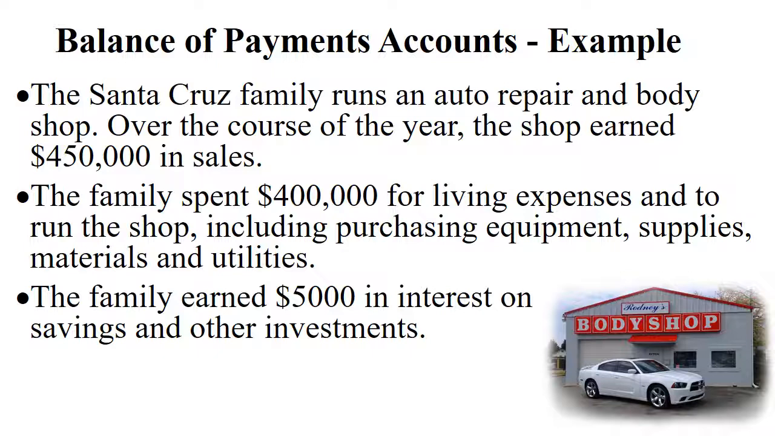So this family runs an auto repair and body shop, and the shop earned $450,000 in sales this year. They spent $400,000 for living expenses and for operating expenses of their shop. And they earned $5,000 in interest on savings accounts that they had and other investments that the family owned. So go ahead and write down, we have 3 different figures here. Make sure you put them where you think each of them go. If you have finished a subcategory, you can go ahead and total the net for that row as well.